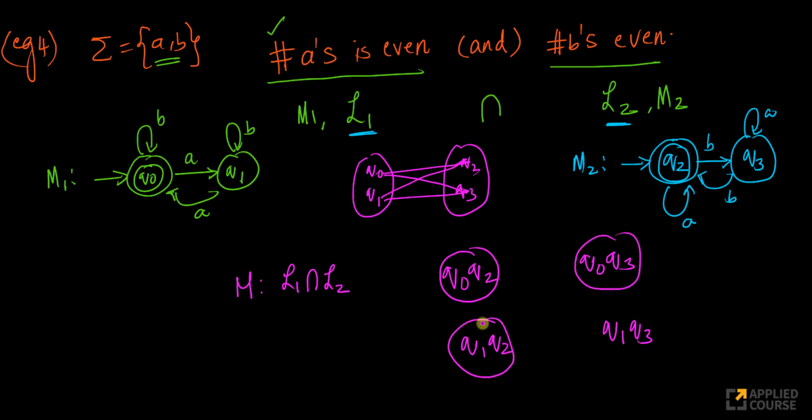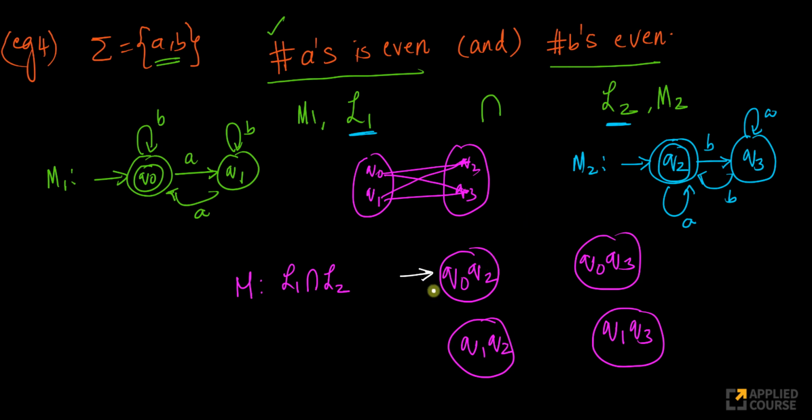I'll tell you how to construct this model which accepts the intersection. We'll also see the union. First, I've constructed 4 states. Cool. What is the initial state here? Q0 is the initial state, Q2 is the initial state here. Now Q0, Q2 here has this initial state and this initial state. So this becomes my initial state. First, I got 4 states, right?